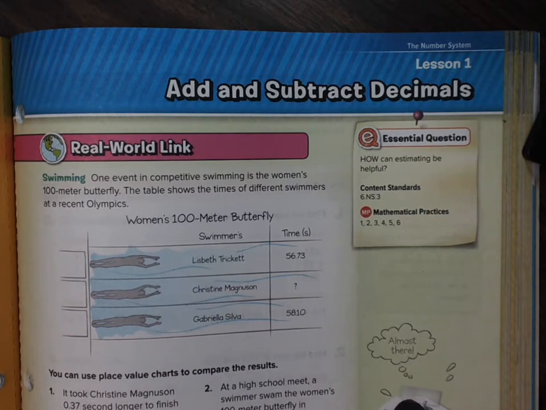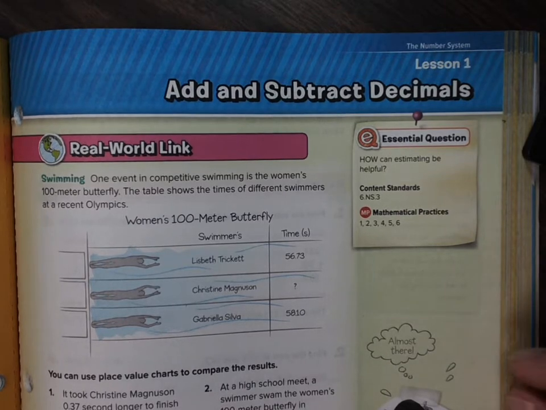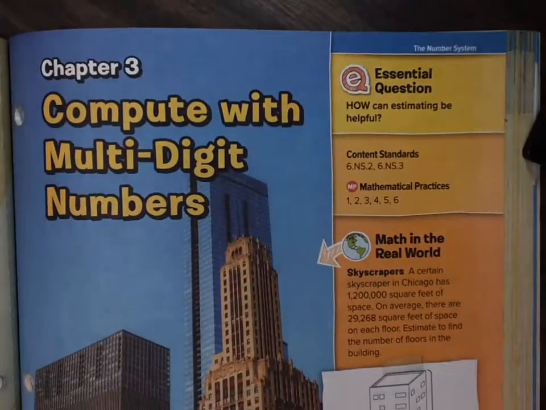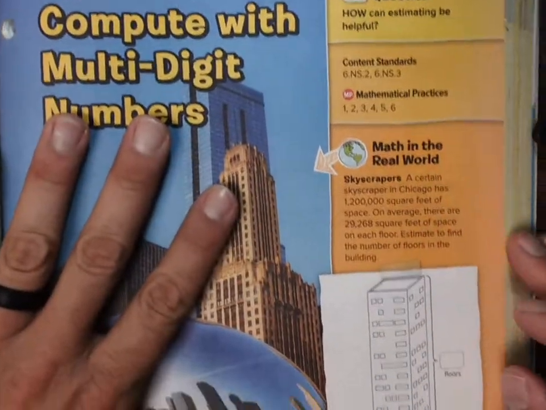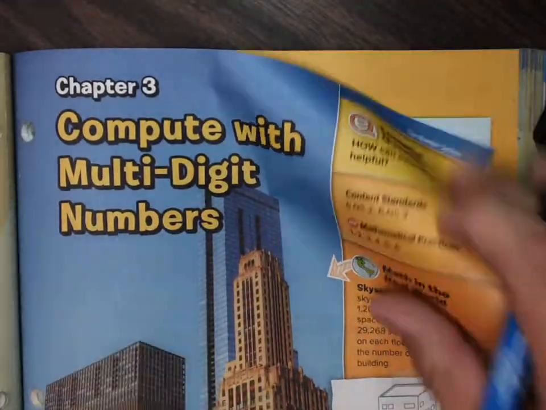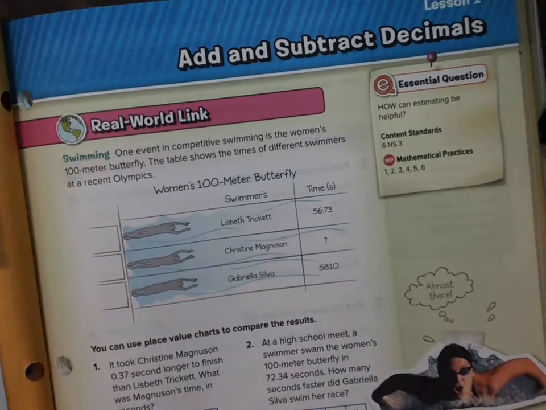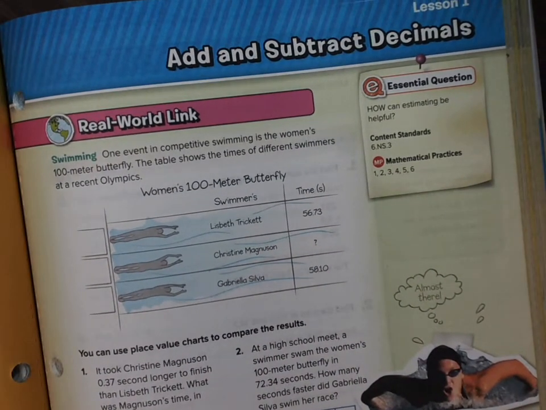Alright, so today we're going to move into Chapter 3 now. So we've just finished up Chapter 2. Now we're moving into Chapter 3, which is compute with multi-digit numbers, basically. This is where it begins, on page 173. That's Chapter 3. And then on page 177 is the first lesson here. So we're going to add and subtract decimals in this first one.